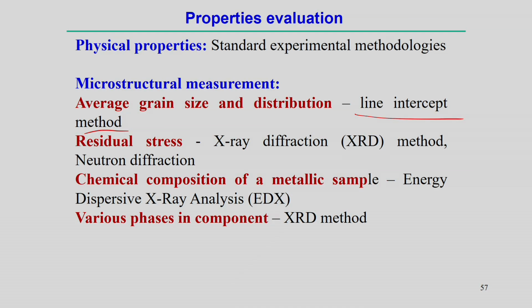Apart from that, for chemical composition of a metallic sample, we often use energy dispersive X-ray analysis, EDX, for analysis of the chemical composition. And of course, if we want to measure the various phases of the component in a sample, then we can use the XRD method also.